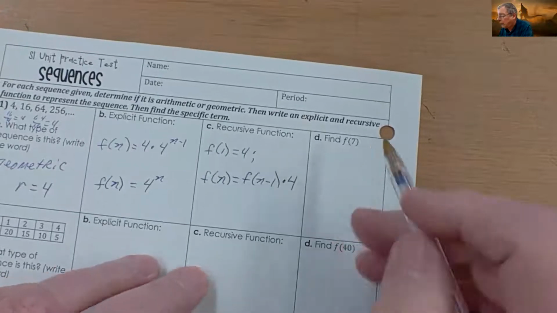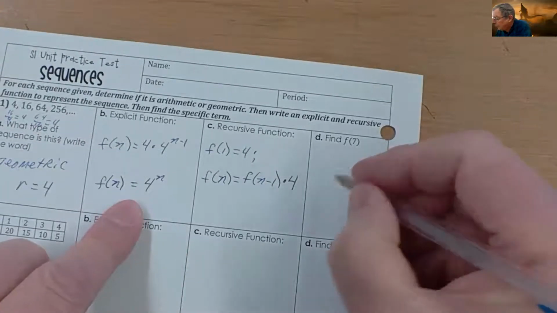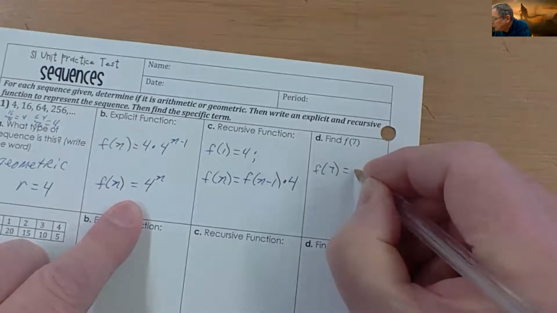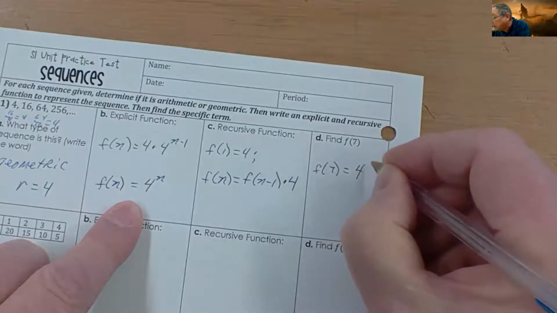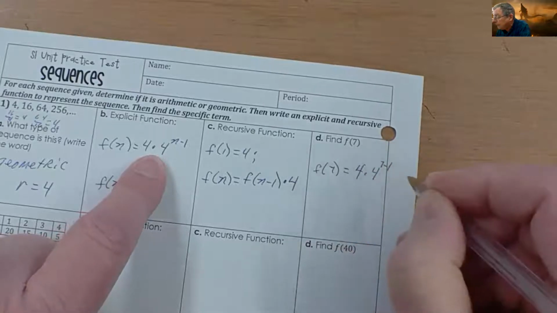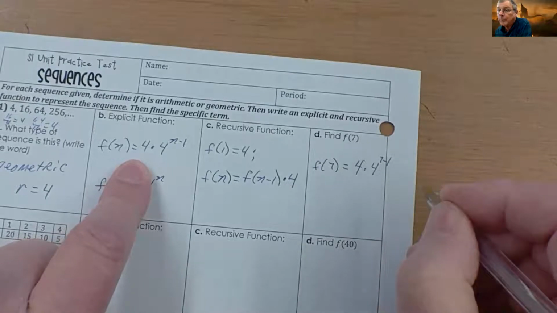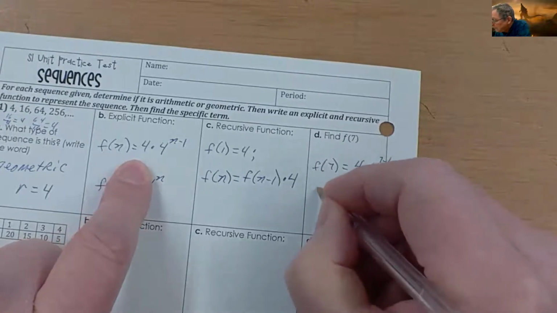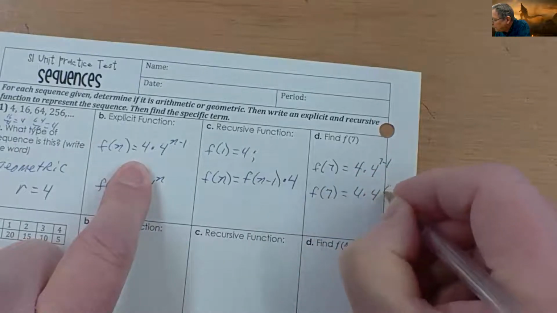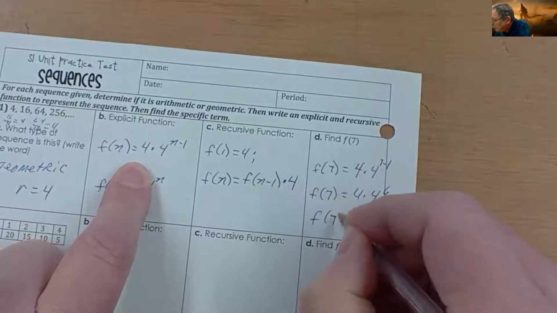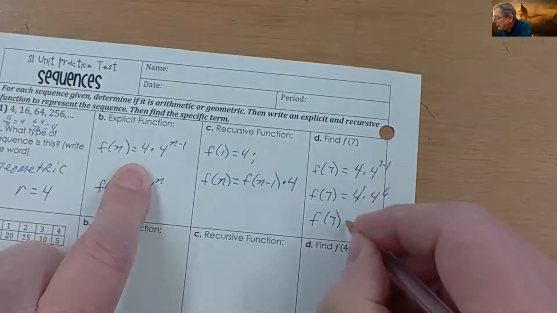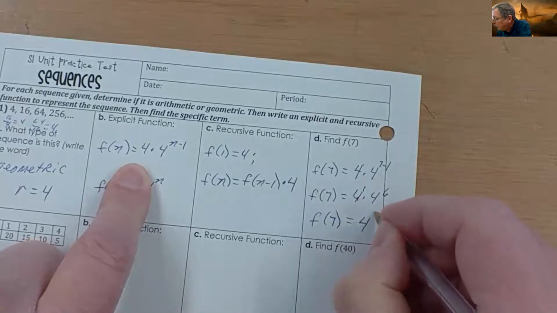Now, f of 7, we're going to use the explicit to find f of 7. So we have f of 7 equals 4 times 4 to the 7 minus 1. I use this top one because that's what form you're probably going to have it in on your test. So f of 7 equals 4 times 4 to the 6. Now this I would expect you to simplify. This is 4 to the 1, and if they have the same base, we add exponents, so f of 7 is equal to 4 to the 7.